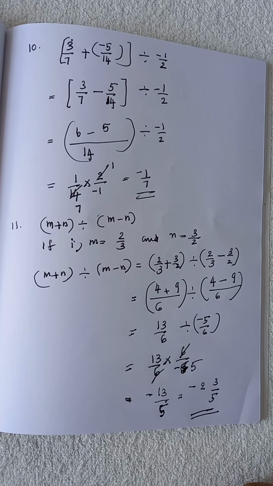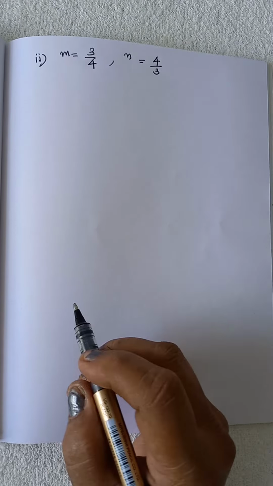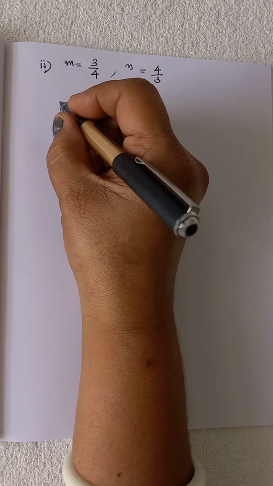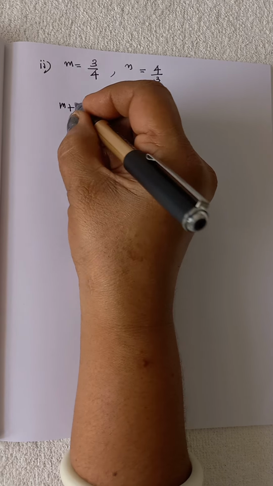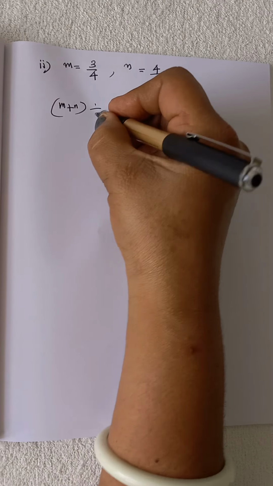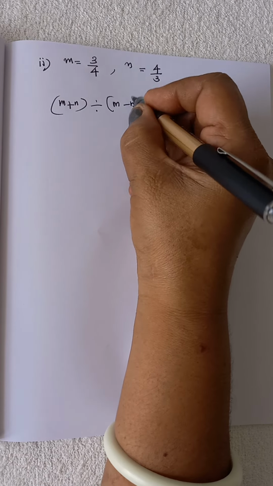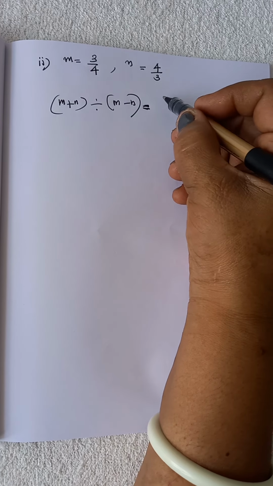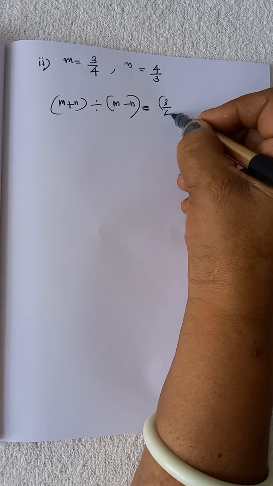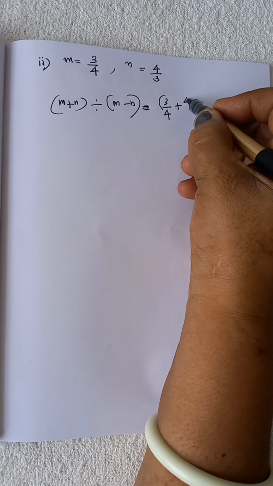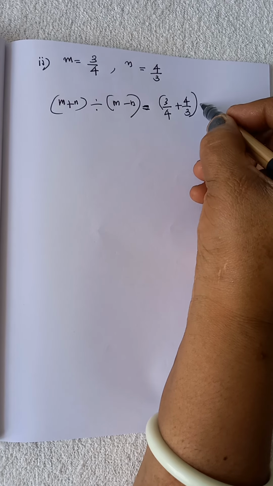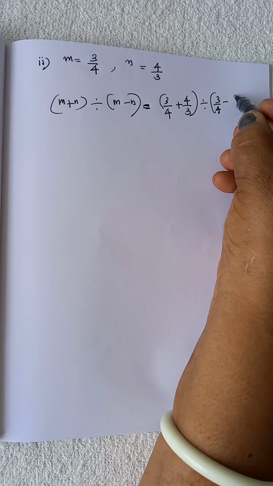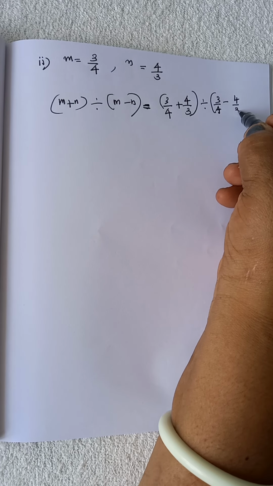Next question is second part of that. So second sub question, m is equal to 3 by 4, n is equal to 4 by 3. We want to find out m plus n divided by m minus n. Now that is equal to, value of m is 3 by 4 plus n is 4 by 3. Now that divided by m, 3 by 4 minus n, 4 by 3.